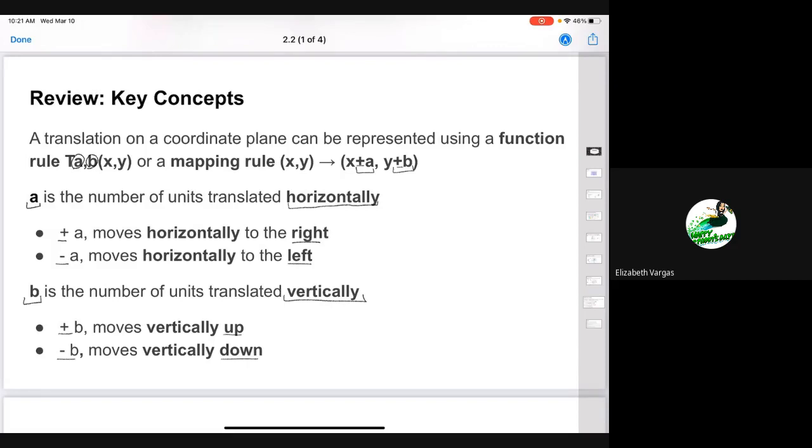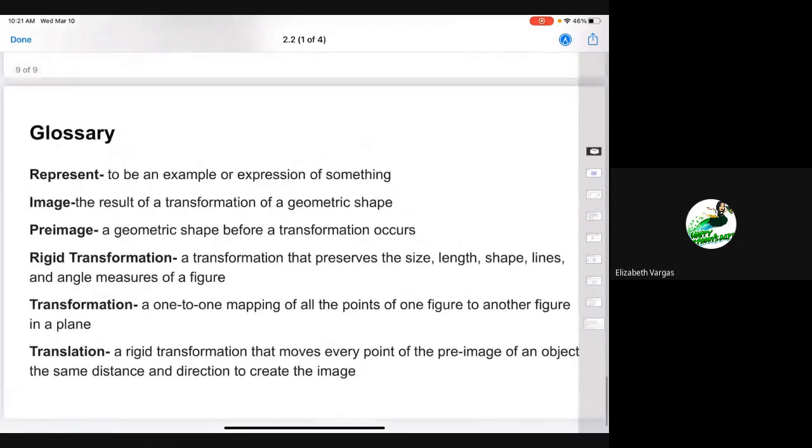Questions, concerns? Okay. Then here's the different terms we looked at today. Any questions?